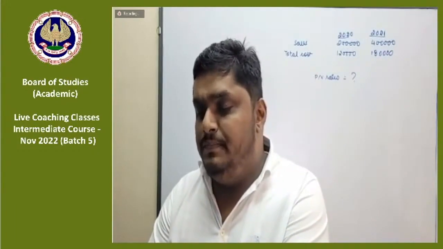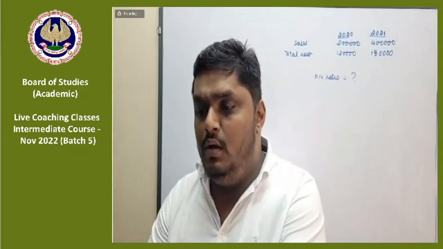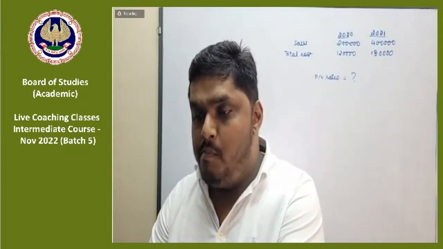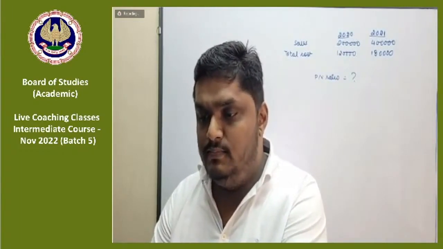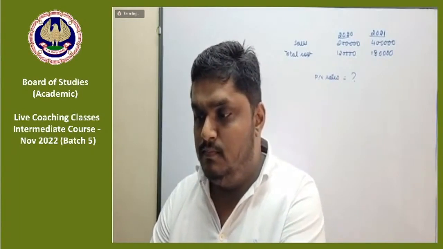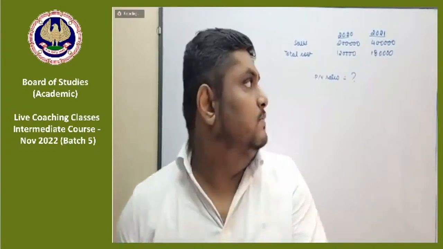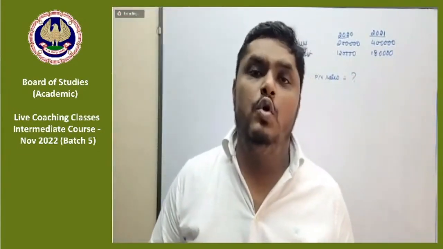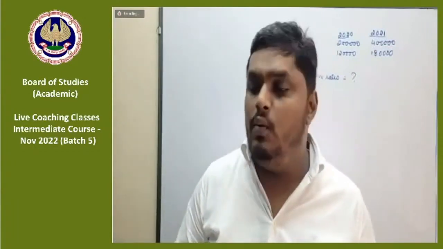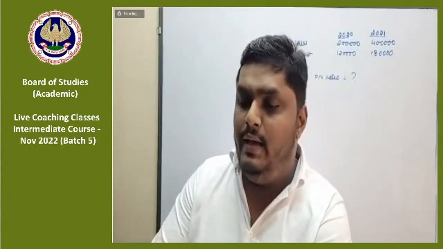Quick, Arvind, Himanshu Gupta, Pradeep Gupta, Karthik. Waiting for your answers, guys. Sales is given, that is 2 lakh and 4 lakh. Total cost is given, that is 1,20,000 and 1,80,000. So what will be the PV ratio? Quick, guys.